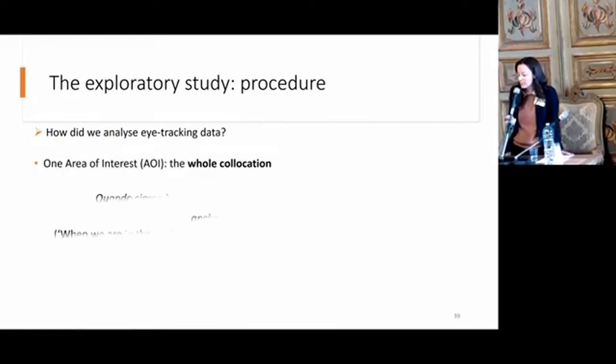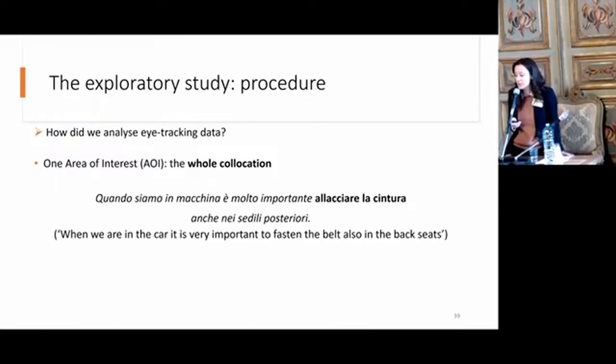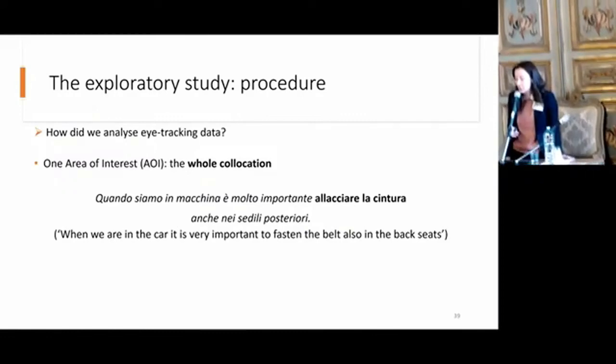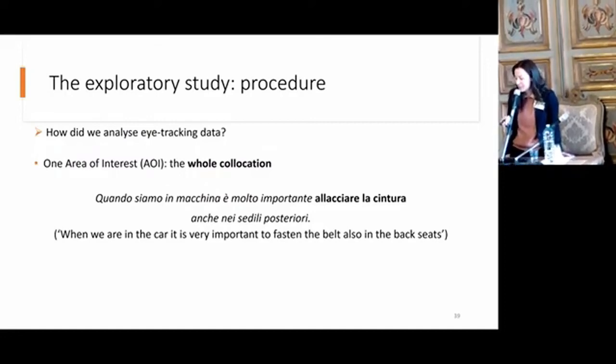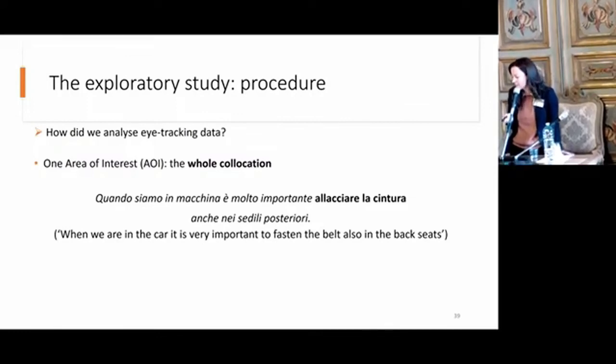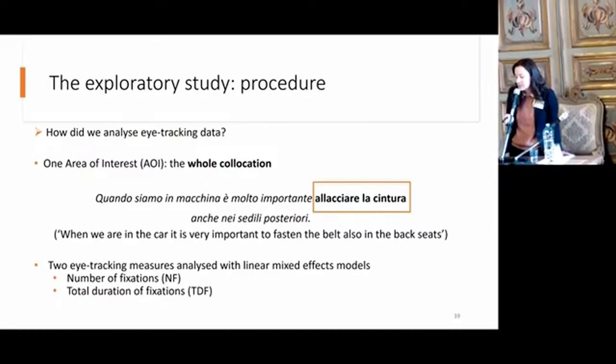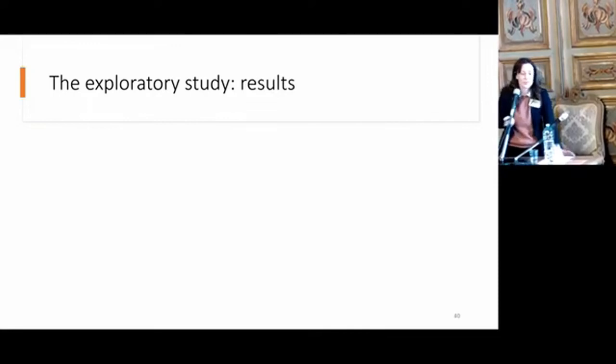How did we analyze the eye tracking data? So we identified our area of interest, which was the whole collocation. So for example, we had these sentences that appeared on the screen one by one and were read by the participants in our study. So for example, we had quando siamo in macchina è molto importante allacciare la cintura anche nei sedili posteriori. And allacciare la cintura was our area of interest. So it was the area where we collected all the eye tracking data that we were interested in. And this means when we are in the car, it is very important to fasten the belt also in the back seats. We considered two eye tracking measures, which we analyzed through linear mixed effects models, number of fixations and total duration of fixations. And now on to the results.